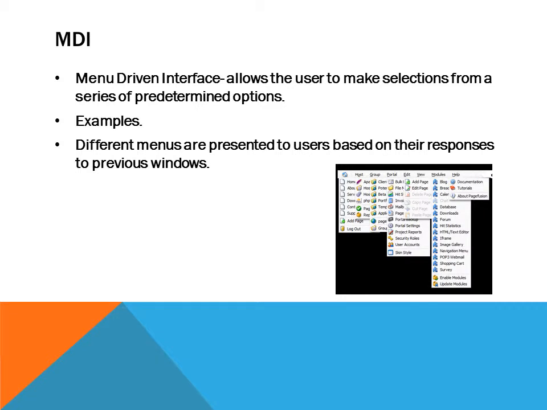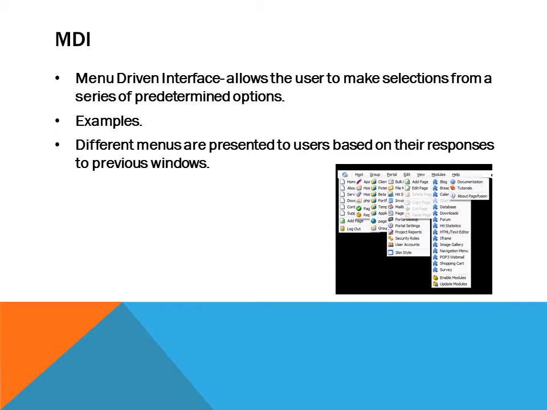The final type of user interface we're going to look at is MDI, or menu-driven interface. Menu-driven interfaces allow the user to make selections from a series of predetermined options. An example of this would be an ATM. When you go to an ATM, there are several options you have to pick from, such as debit, credit, cash, all that.